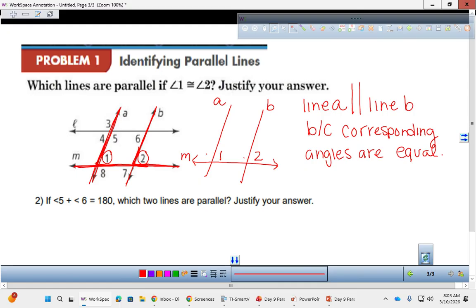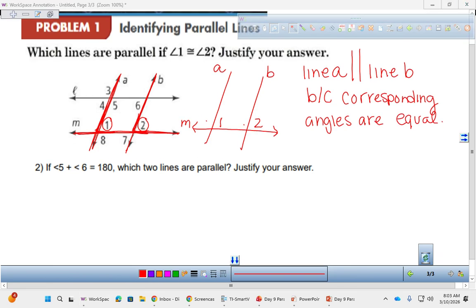Okay, so we're using this same picture here, and now it's asking a different question. It's saying if angle 5 plus angle 6 equals 180. So I'm going to redraw the picture. Angle 5 is line A meeting line L.